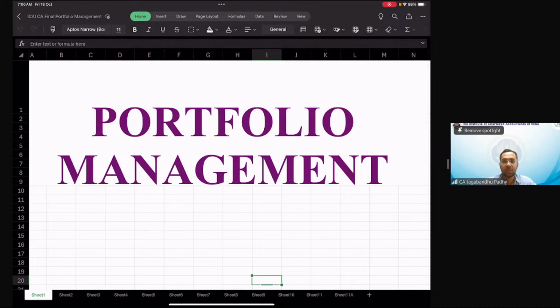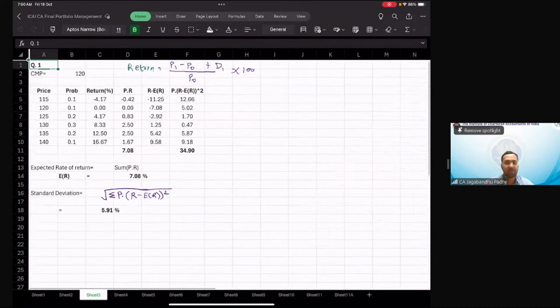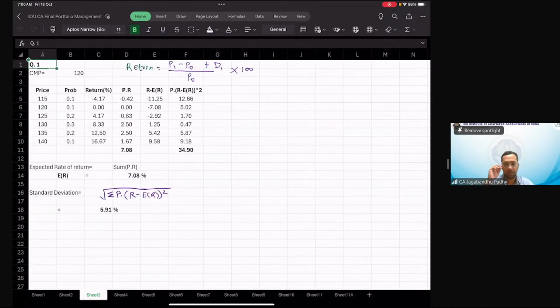We are in the process of understanding this concept of portfolio management for the CA final Advanced Financial Management paper. And we have covered a good quantum of concepts and questions from the topic of portfolio management. So initially we started with calculation of the expected returns of a single security and measurement of the risk of a single security by calculating the standard deviation.